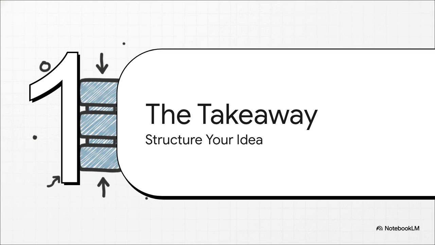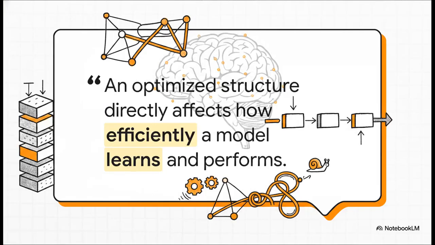All right, let's wrap this up. The takeaway: structuring your next big idea. So, why does picking between a stack and a queue, or an array and a linked list, actually matter so much? We'll look at this quote directly from our sources on machine learning optimization. An optimized structure directly affects how efficiently a model learns and performs. Honestly, whether you're building a simple mobile app or a massively complex AI model, data structures are the bedrock.